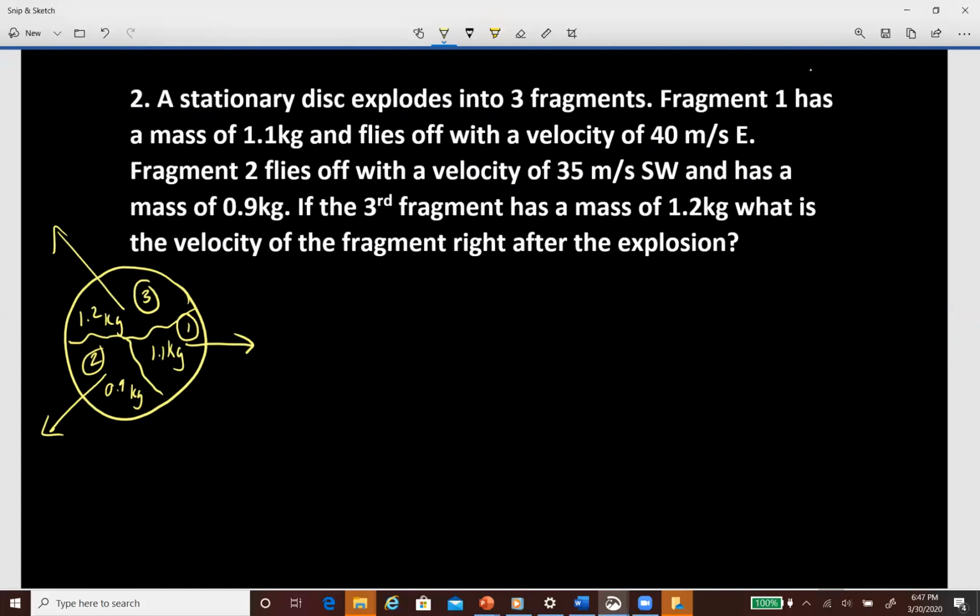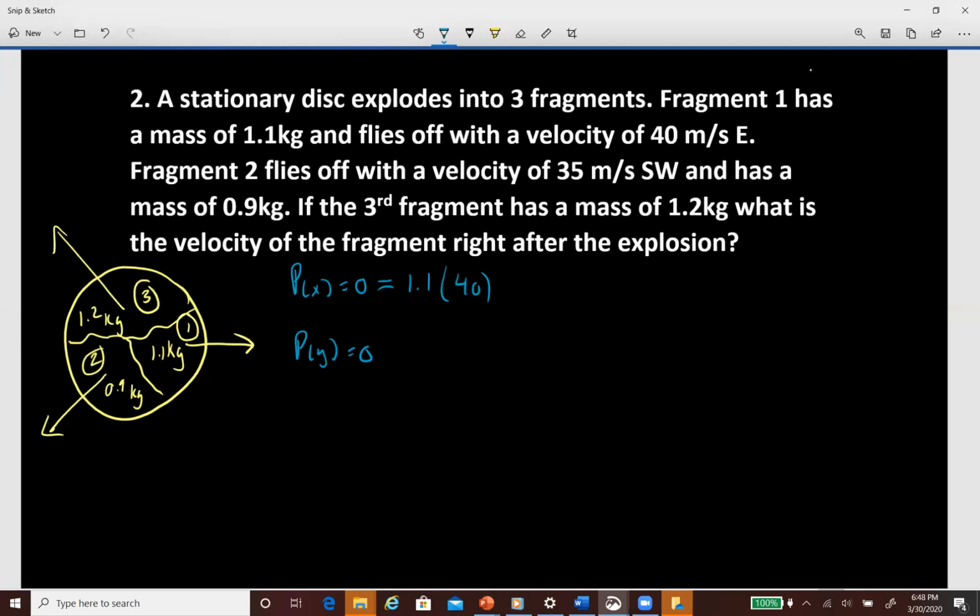Here's what we know. In both the x and the y direction, the initial momentum is 0. So let's look at the x direction. We know the initial momentum is 0, so the final momentum should be 0. We have fragment 1 traveling east. Its mass is 1.1 kilograms. Momentum is m times v, and it's traveling 40 meters per second east.